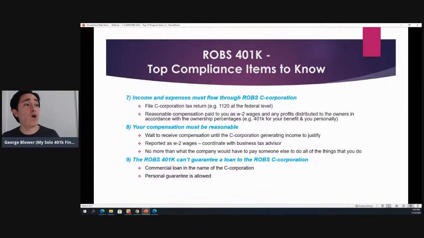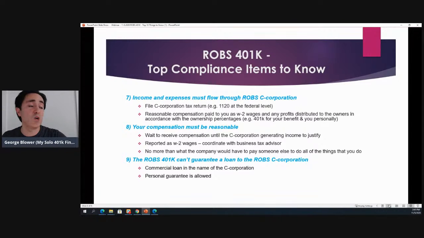Number 9, the ROBS 401k can't guarantee a loan to the ROBS C corporation. So certainly this corporation can obtain a loan. It could be an SBA loan. That's very common. It's popular, especially in the franchise space, to obtain an SBA loan. It could obtain a non-SBA, but still just a regular commercial loan.